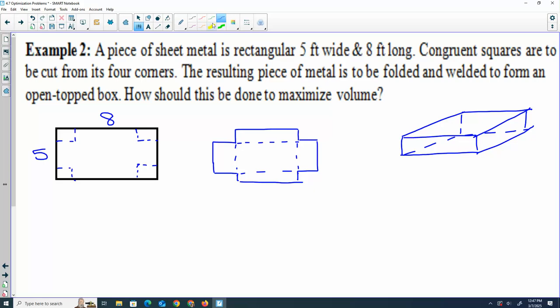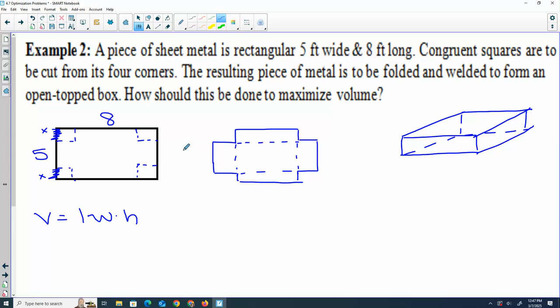So now, I want to maximize volume. What is volume? Length times width times height. Okay, so I need dimensions on this. Now, I know this side was 5, but we came in and we cut some off each end. Do I know how much? No. So how many of those did I take off?